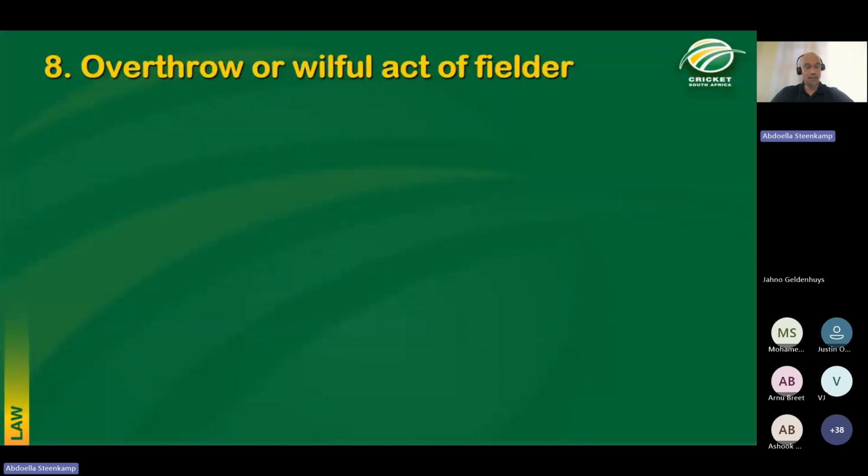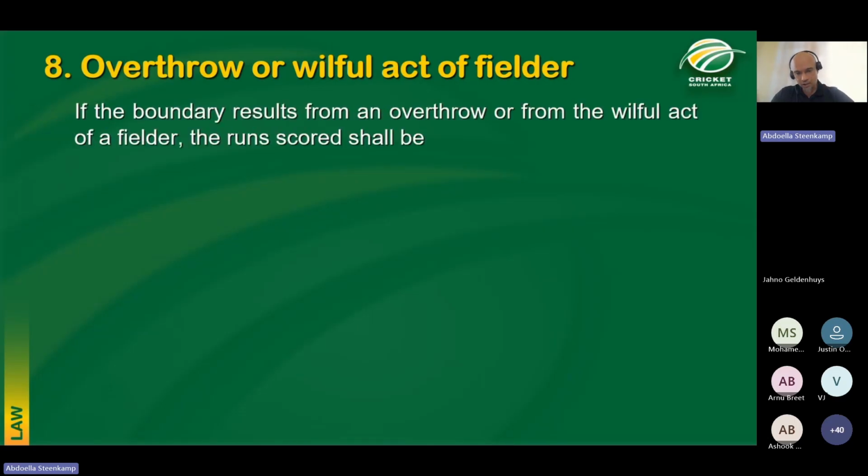The last subsection under Law 19 that I'm covering is what happens if there is an overthrow or a willful act, and because of this overthrow or willful act, the ball actually goes over the boundary. In the next two slides, I have two videos that will show you what happens if there was an overthrow and how to handle it, and also what happens, and it doesn't happen that often, with a willful act. If a willful act sends the ball over the boundary, how do you deal with it?